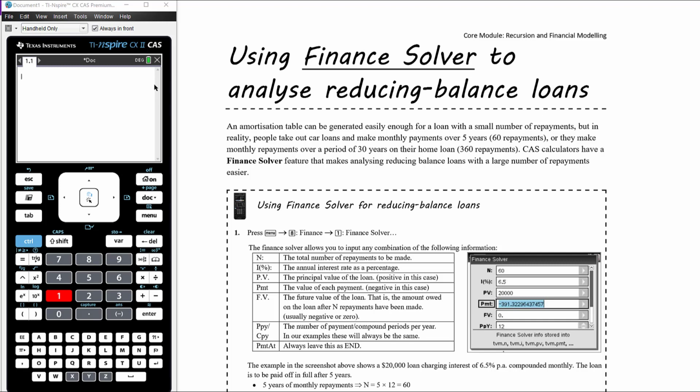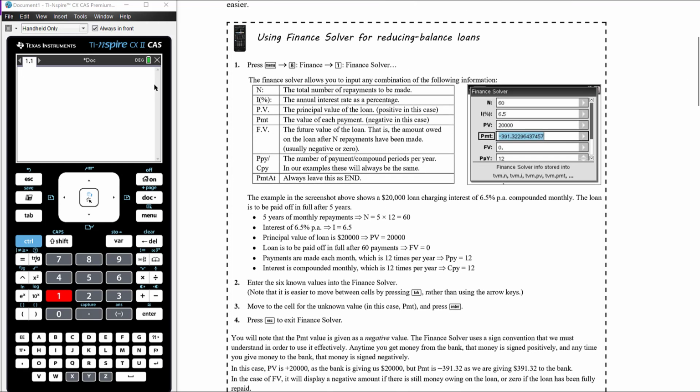The third way to analyse reducing balance loans is to use the finance solver application in your CAS calculator. And this is going to allow us a lot more flexibility. So we can deal with a lot more complicated problems and a bigger variety of problems using the finance solver. So, finance solver in the TI Nspire CAS is menu 8.1.